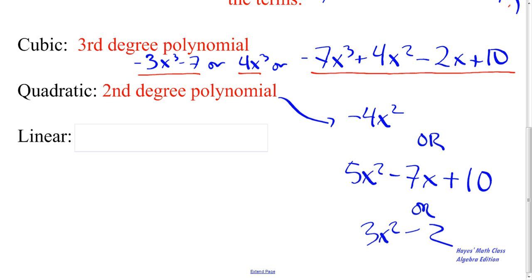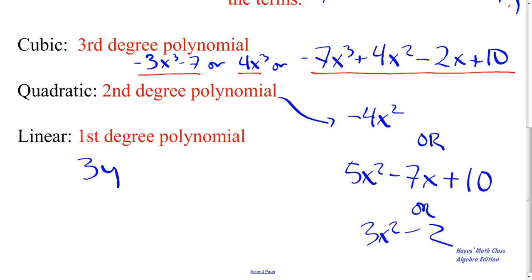And then a linear is a special name for degree, and we already know this. It's a first degree polynomial. We've done linear equations since the beginning there. 3x minus 5. That's a y, Mr. Hayes, I know. 3x minus 5. Hey, that's linear. 2x. Hey, that's linear. But notice the degree is 1.